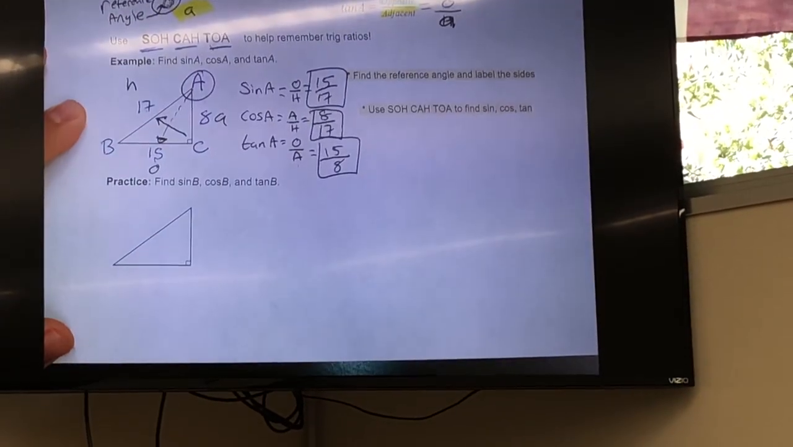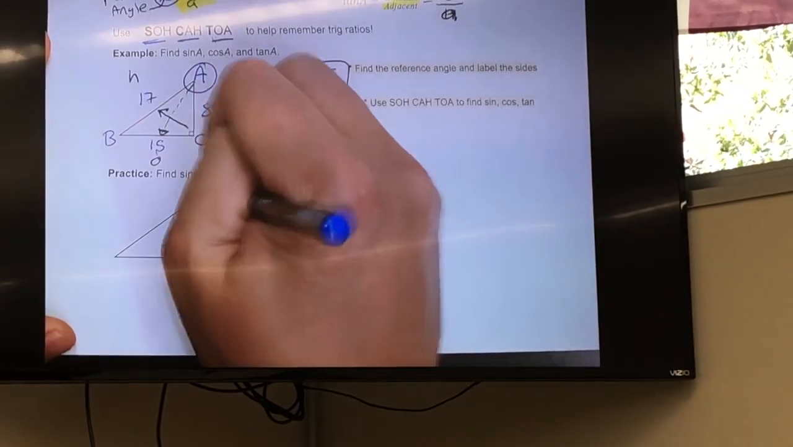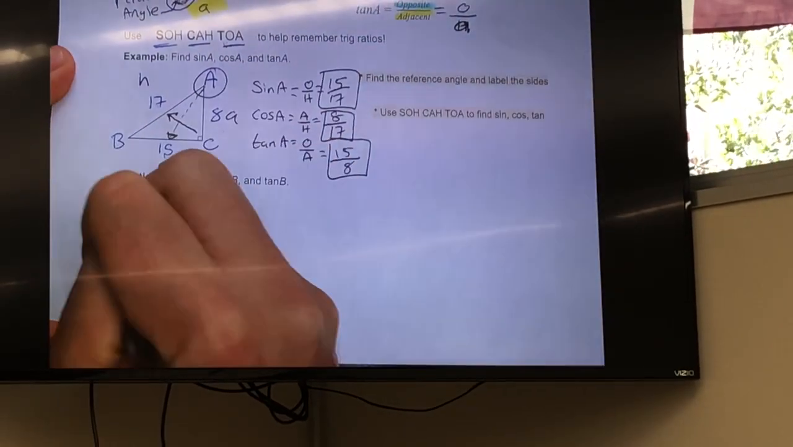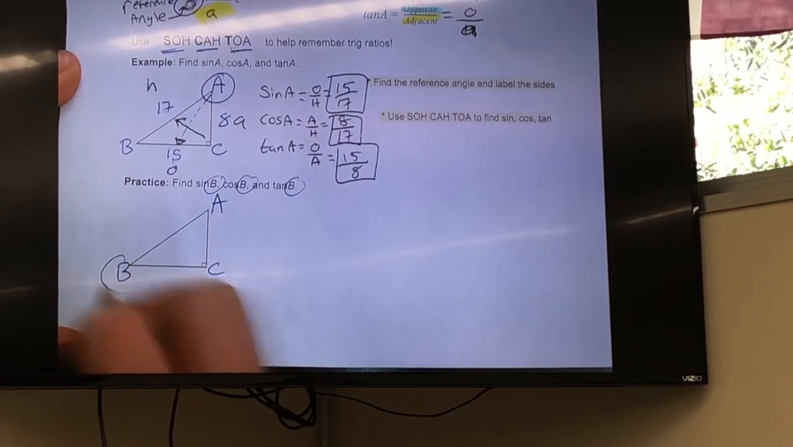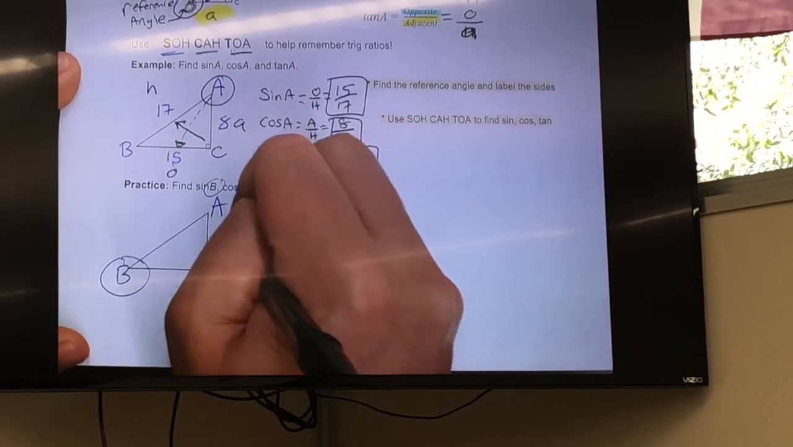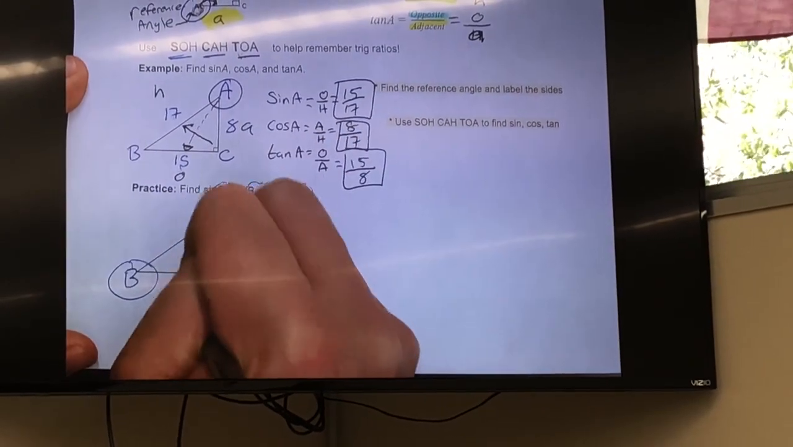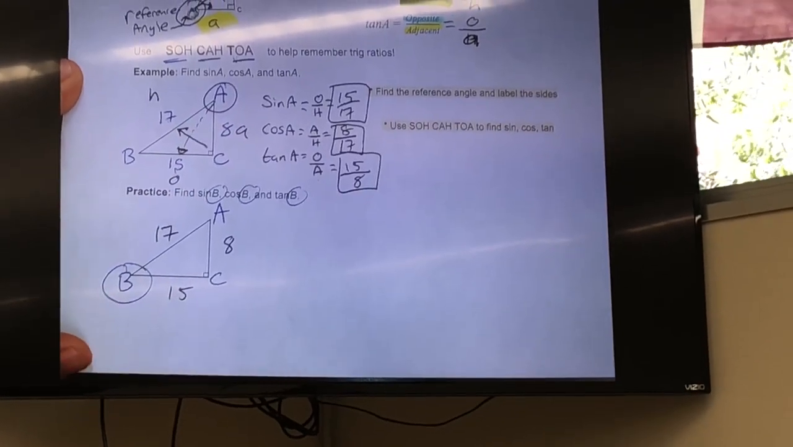but let's go ahead and fill out what they gave us. So our triangle is still A, C, and B. Since they're asking for B, that makes that be our reference triangle, and the numbers that were given will be 8, 15, and 17. Okay, go ahead and try that. Ladies and gentlemen, pause the video.